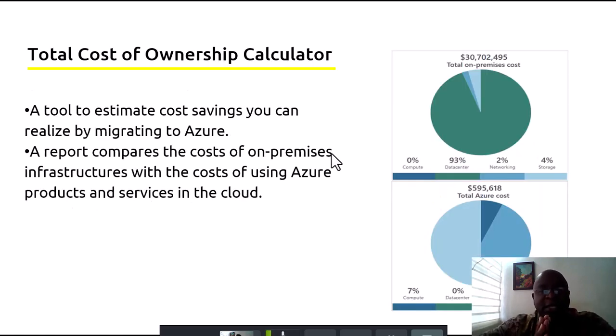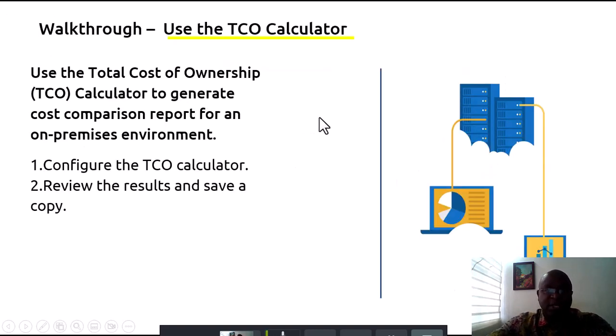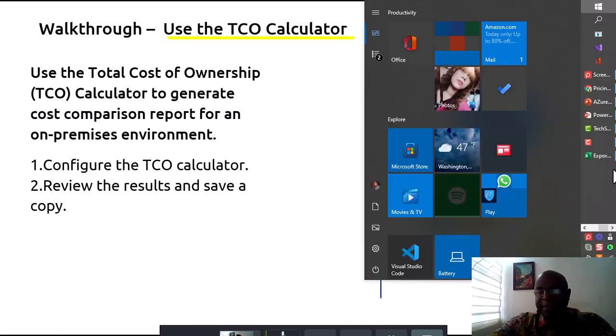Okay, so the next thing we're going to be talking about is the TCO calculator. TCO means total cost of ownership. It's a tool that helps you estimate the savings you can realize by migrating to Azure. It compares your cost on premise with the cost of using products and services in the cloud. I believe the next slide is going to take us back to the TCO calculator page. Yes, so let's configure some things, review the results and save a copy.